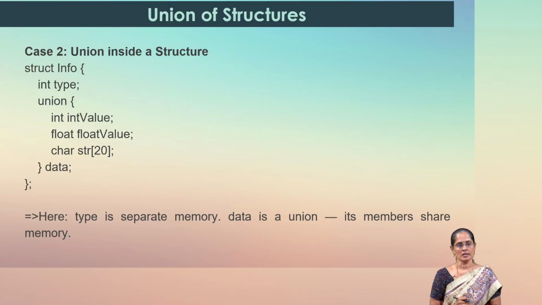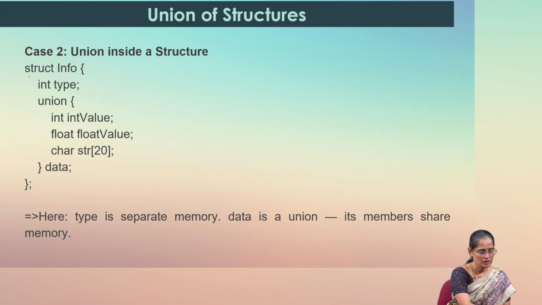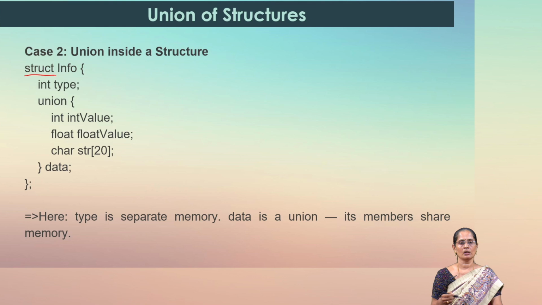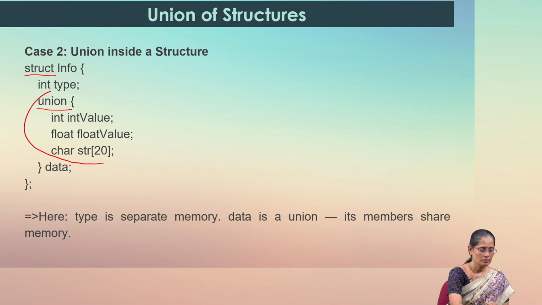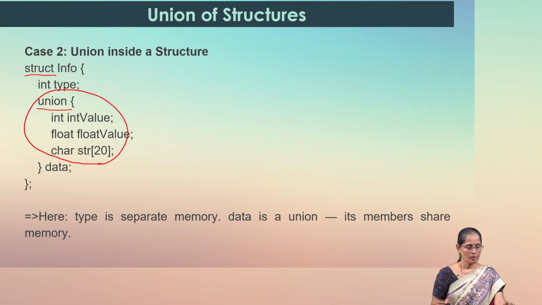The second category is union inside a structure. First thing we have to use the keyword struct and define the structure using the same keyword, and here you can see one interesting thing: one member of that structure is going to be a union. Already we have learnt that in case of union the memory will be shared among the members. Yes, of course, this union will have the concept of memory sharing among the union members.